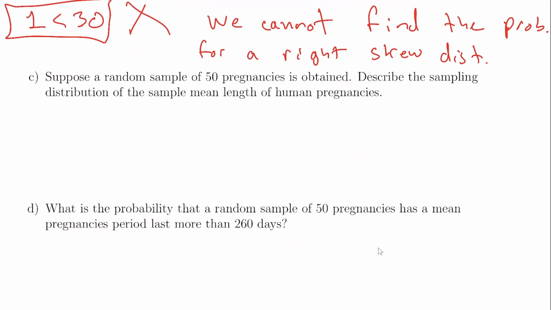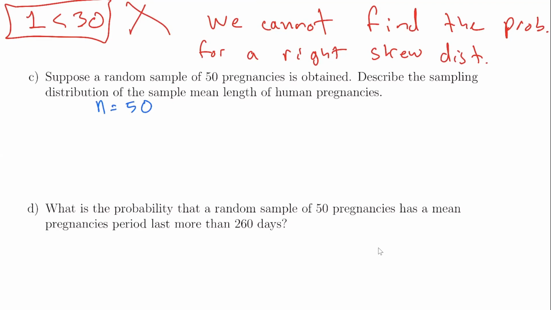So let's get to part C. For part C, it says suppose a random sample of 50 pregnancies is obtained. Describe the sampling distribution of the sample mean length of a human pregnancy. So this is kind of what we went over on Wednesday. If you weren't here on Wednesday, this is a good little refresher. They tell us we have 50 pregnancies, so the 50 pregnancies represent our n. So n is 50.